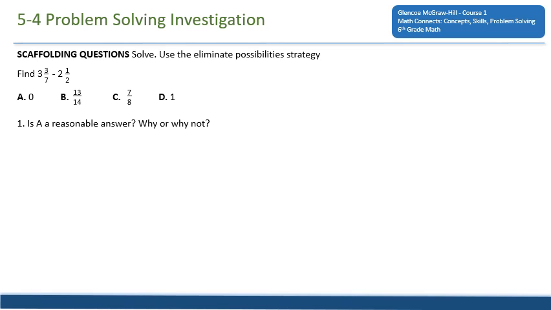Is A a reasonable answer? Why or why not? No, the estimated difference is about 1. So if the estimated difference is about 1, the answer can't be 0.